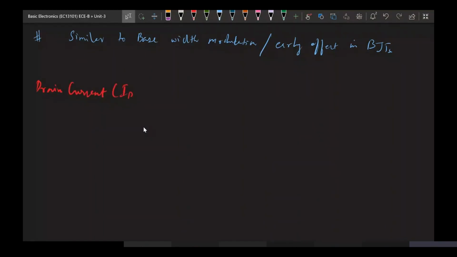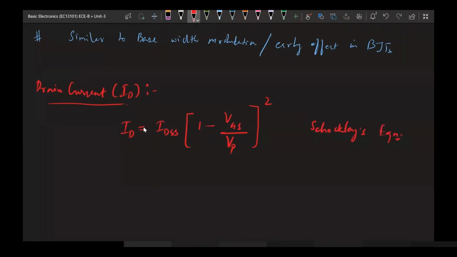So drain current, that is ID, is basically given by the equation ID equals IDSS times (1 minus VGS divided by VP) squared. So this is VP, that is called pinch off voltage. This is the current equation in case of JFET, and this equation is also called the Shockley equation. The drain current of JFET is defined by the Shockley equation.